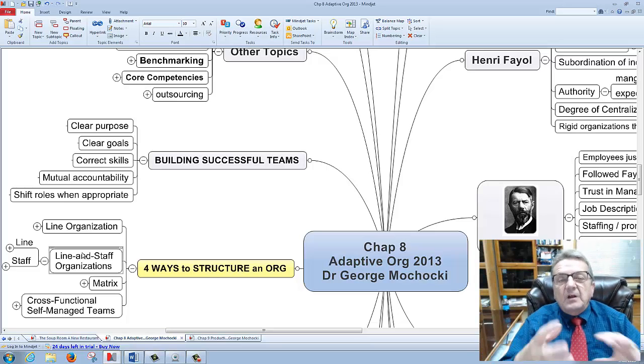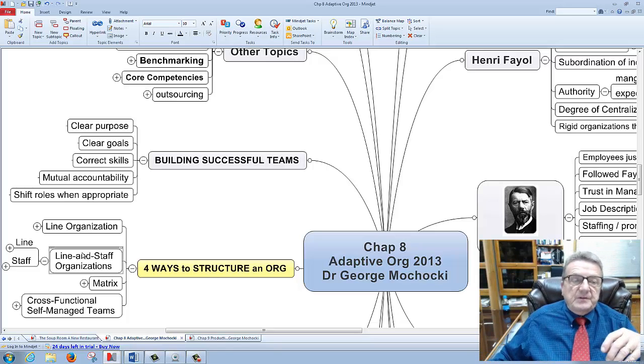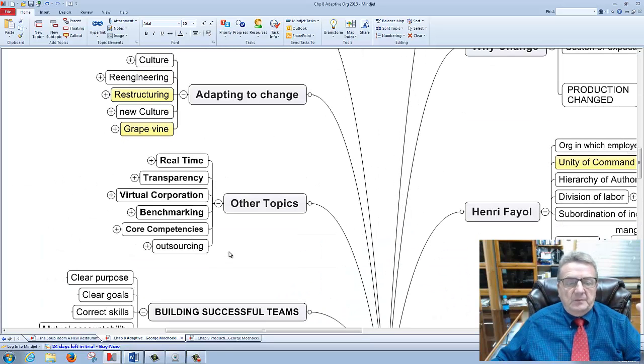And then as you get bigger and bigger, those boundaries start getting a little bit fuzzier, because we end up with different types of organization. When we talk about a virtual organization, we'll talk about that a little bit later.